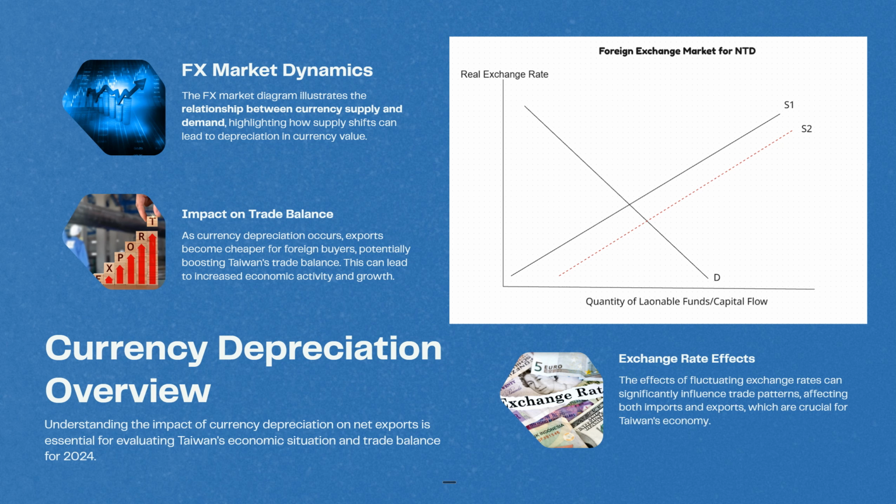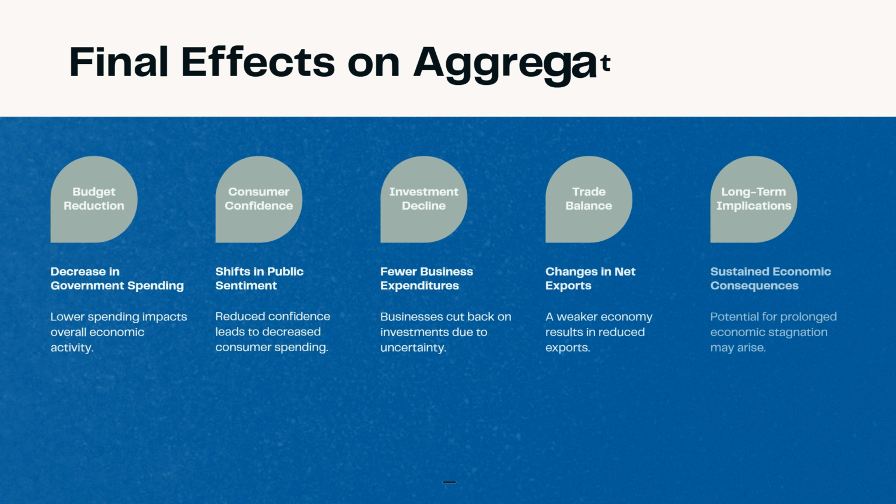In the foreign exchange market, an increase in capital outflow raises the supply of Taiwanese dollars, and this causes the real exchange rate to fall, making Taiwan's goods more competitive globally. A depreciated currency supports exports by discouraging imports. As a result, net exports increase, potentially offsetting the earlier decline in aggregate demand from the budget cuts.